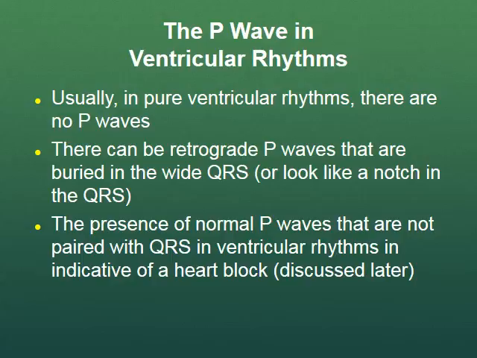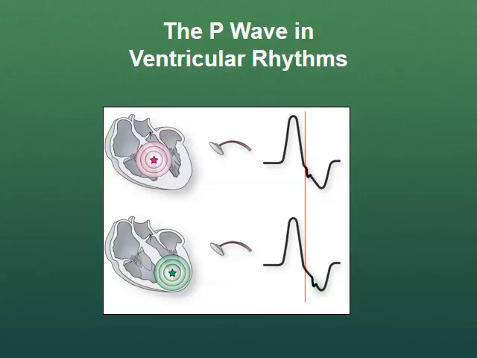There can be retrograde P waves that are buried in the QRS, or they might look like a notch in the QRS, but it's not common. So the presence of normal P waves that are not paired with a QRS in ventricular rhythms is going to be an indication of a heart block, a complete heart block. We'll discuss that later. So here we have some examples of the P waves that we could see in a ventricular rhythm.